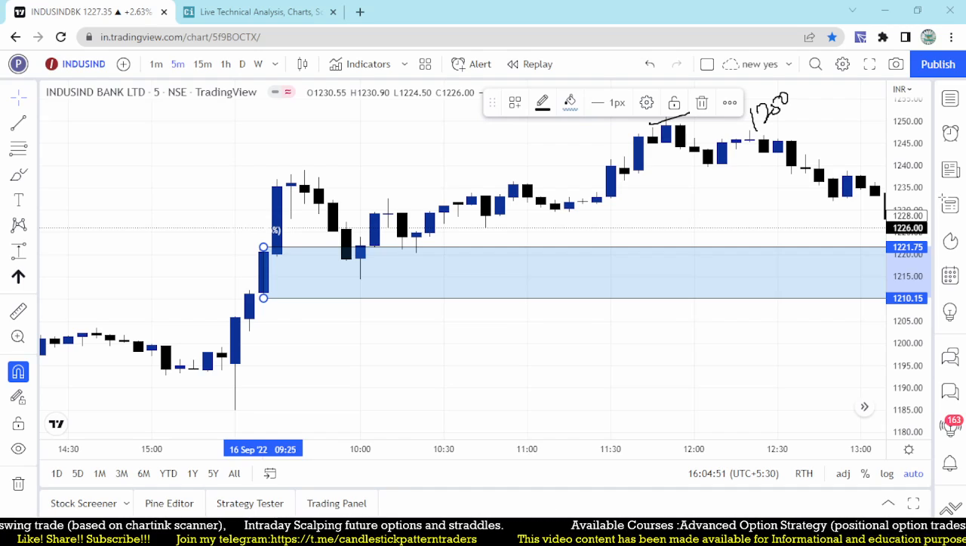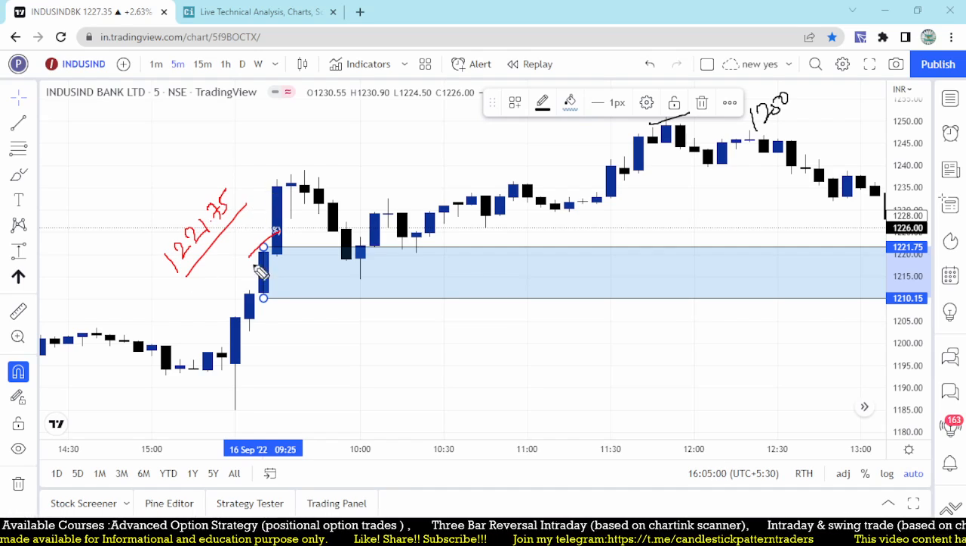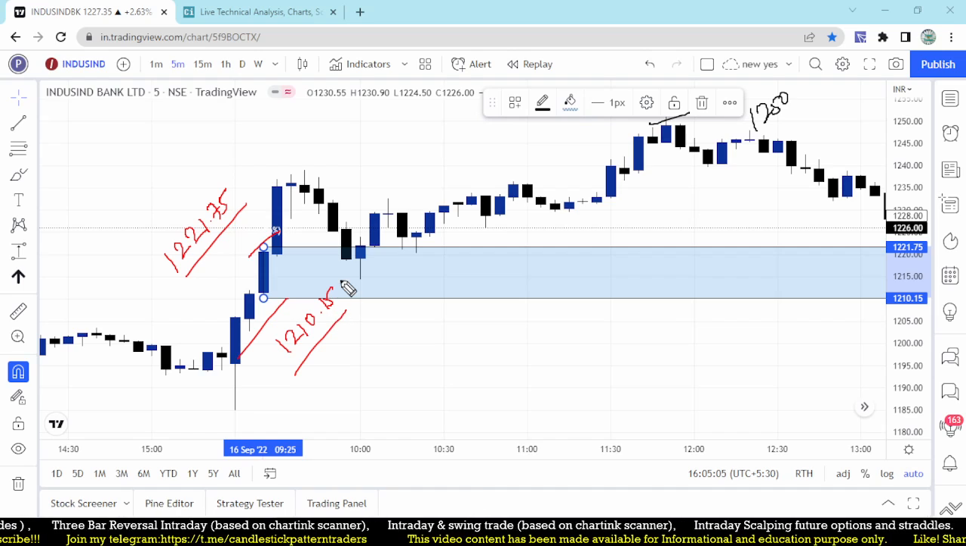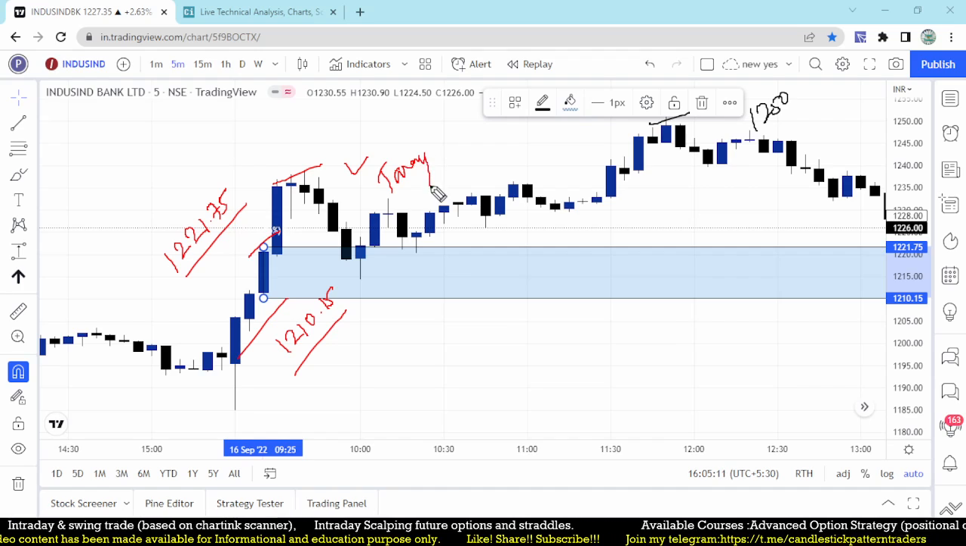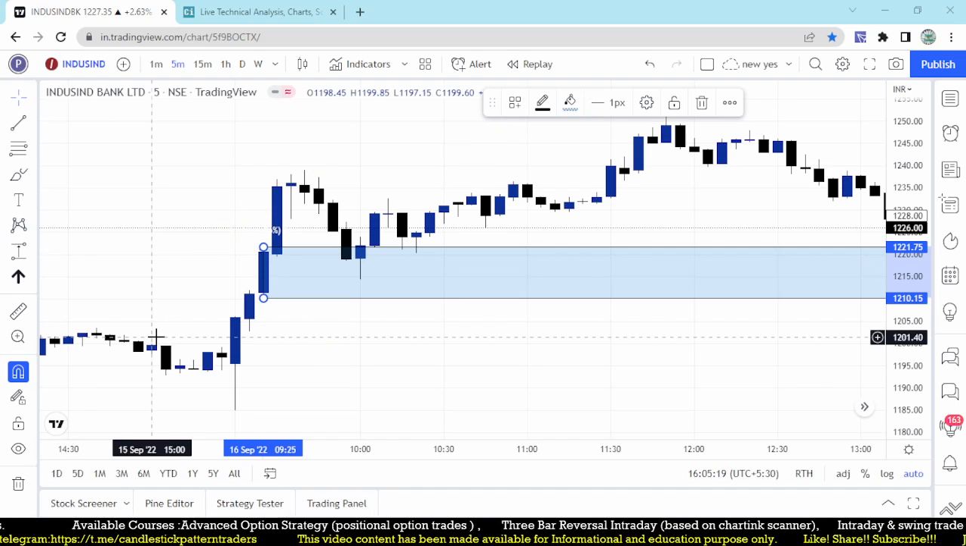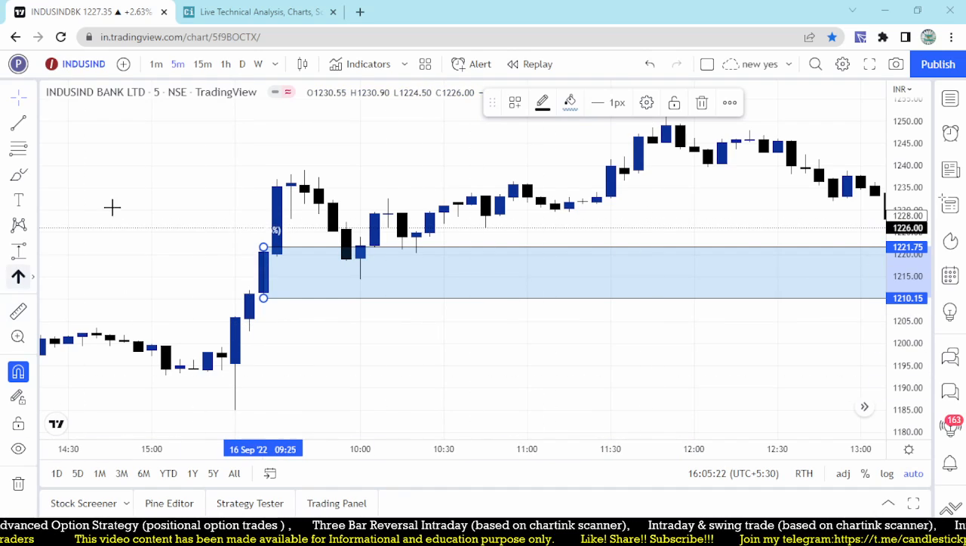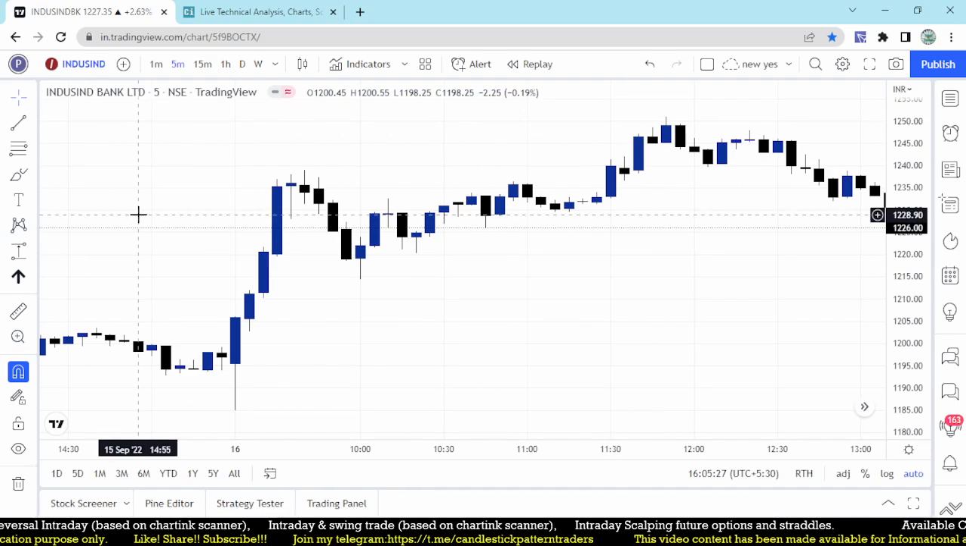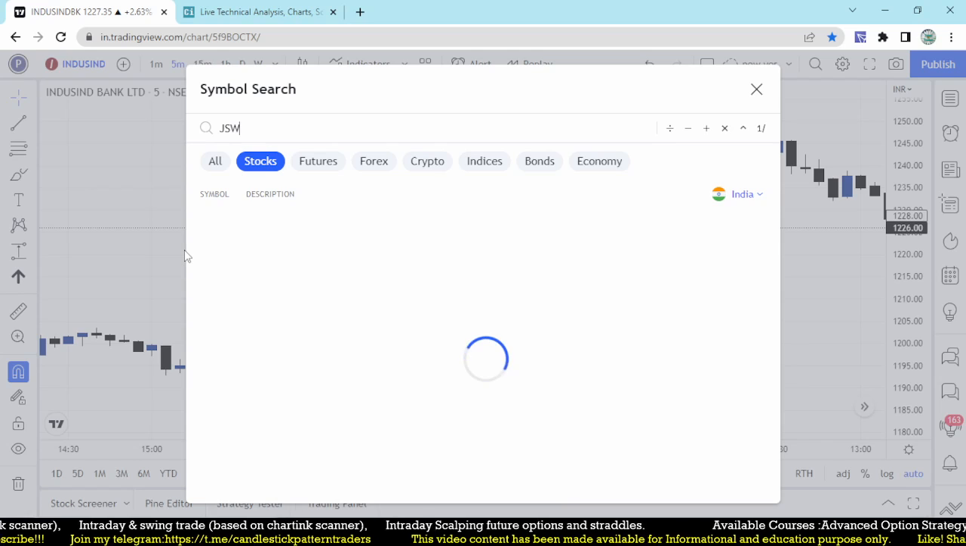But what I'm suggesting is, there is an entry point around 1221.75. If it breaks above, I'm going to buy, and I'm going to keep the stop loss around 1210.15. If this trade triggers your target, that was giving you the target today. And the second stock, no problem if the position triggers your target. I'm not worried, because it is a profitable trade. If anything goes against us, then there should be an opportunity to recover the loss.